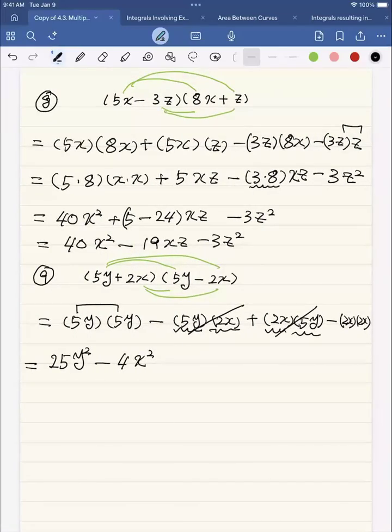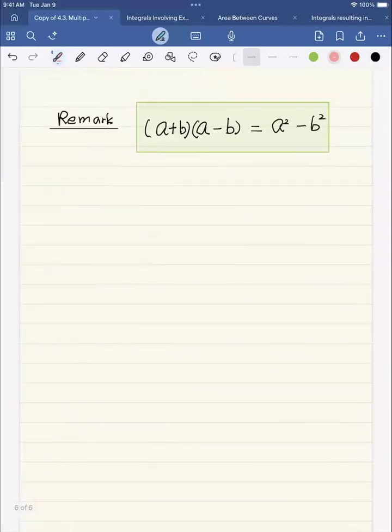Indeed, when we think about this pattern, what you can notice is the first number is the same and the second number is the same, but what's in the middle has a different sign. So this pattern can be described as (a plus b) times (a minus b). When we expand that out, you will always get the first squared minus the next one squared. So a squared minus b squared. This is an essential formula you have to remember.